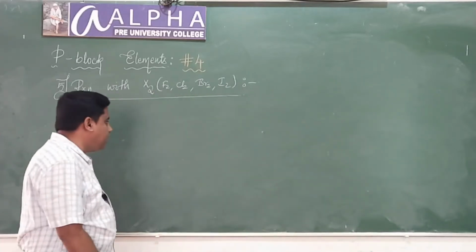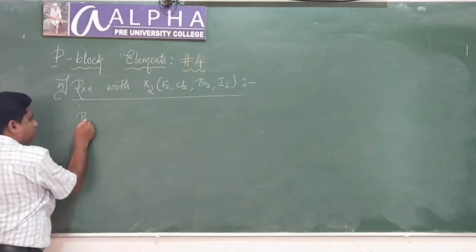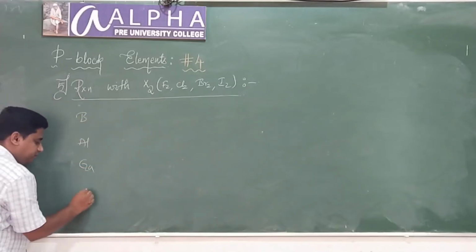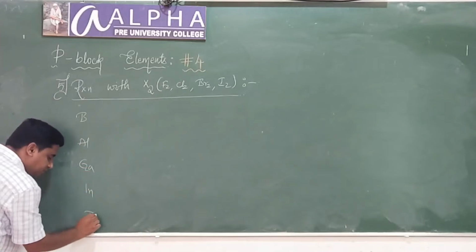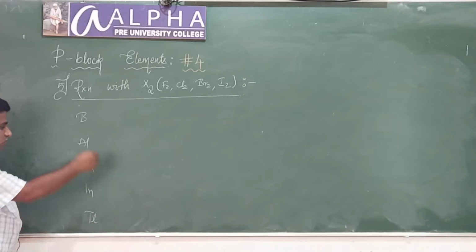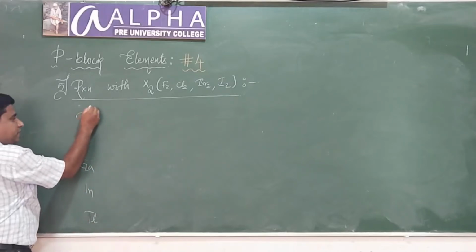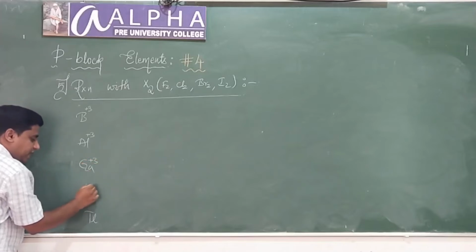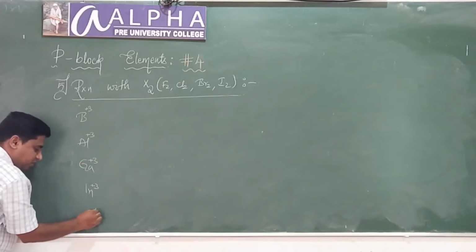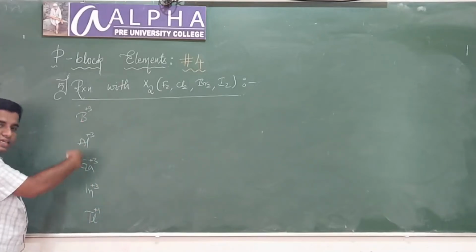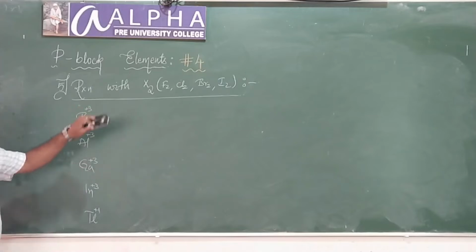Look, again let us take boron, aluminium, gallium, indium and thallium. Okay, what about the stable oxidation state of all these elements? Boron will be in +3 oxidation state, aluminium in +3, gallium in +3, indium in +3, whereas thallium will be in +1 oxidation state, isn't it? So what happens when these boron family elements react with halogens?